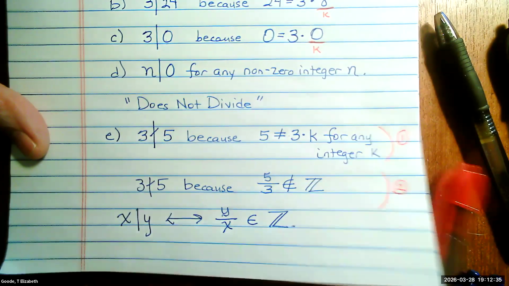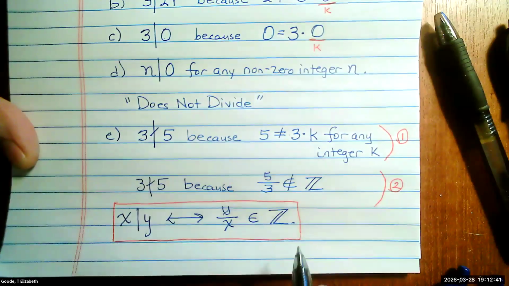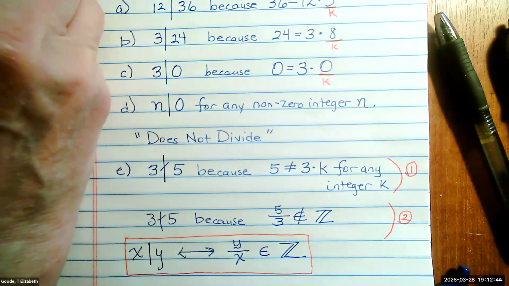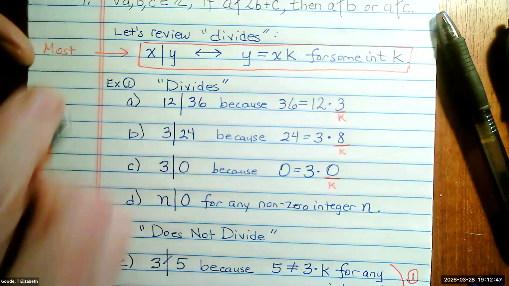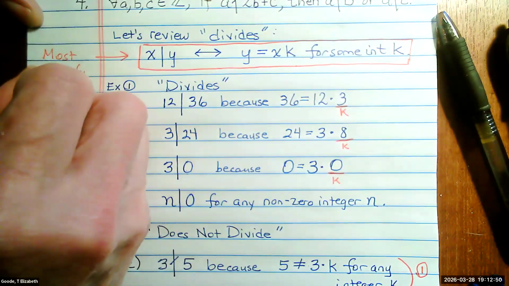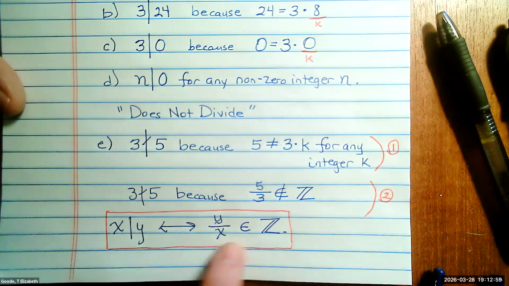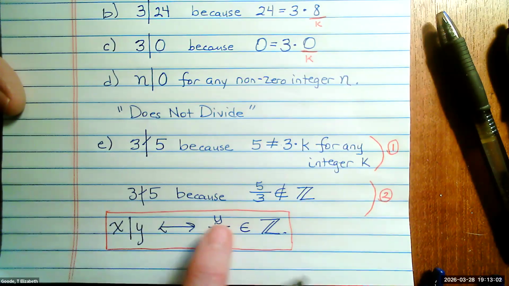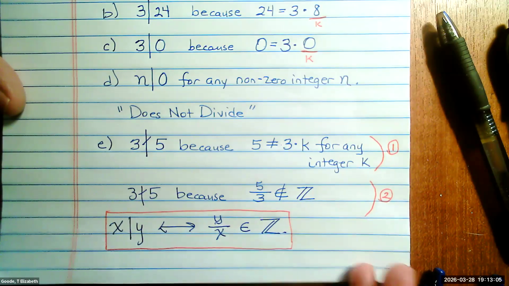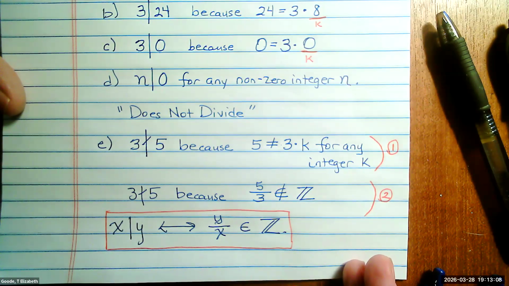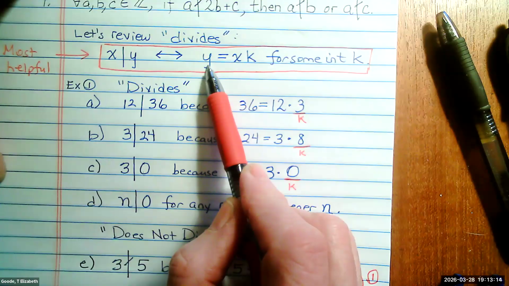So if it's easier for you to think about it this way, that's fine. But this is most helpful for proofs. This definition up here is most helpful for proofs. Because once you use this, you have to name the integer, y over x is equal to k, and then usually you need to solve for y to do some kind of substitution. And it's easier just to use this equation where you already have an equation for y.